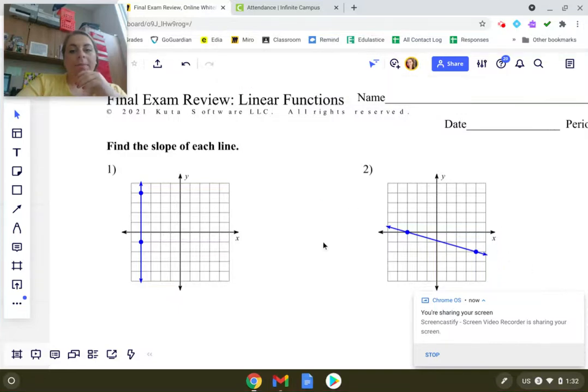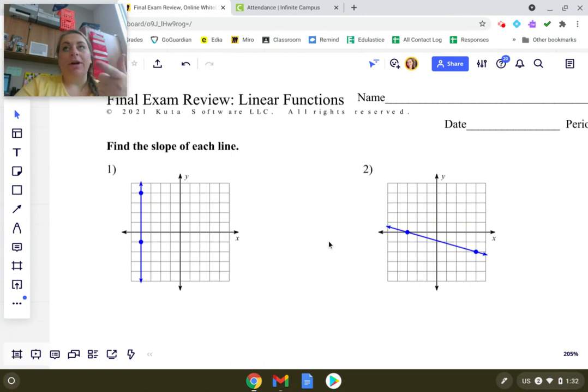Today's review is all about linear functions. So it's going to talk about slopes, it's going to talk about graphing lines and making equations in y equals mx plus b form. So let's start with slope.